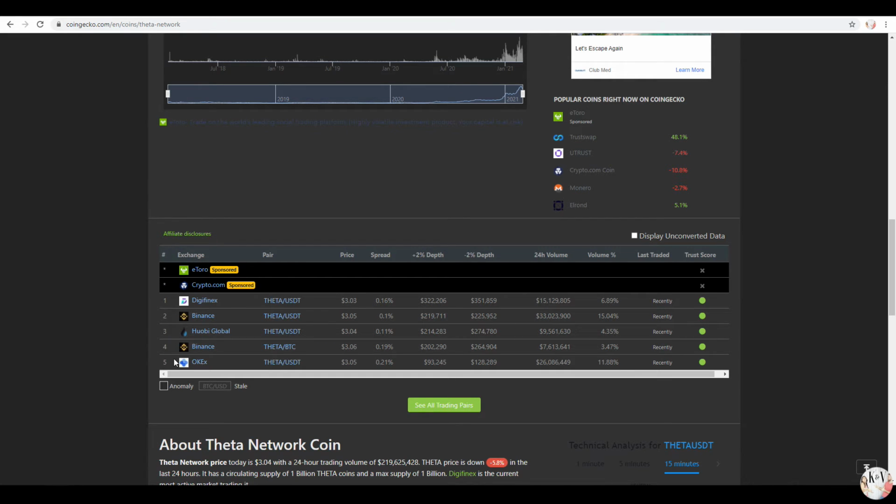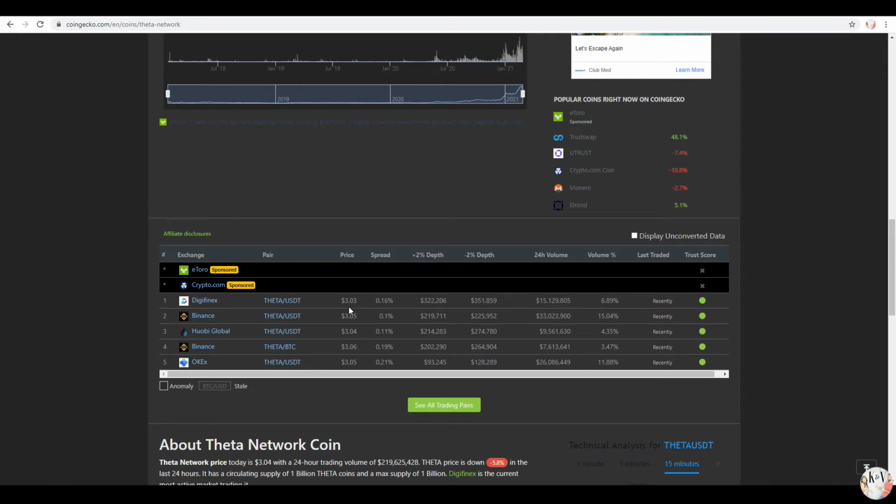So here we have Theta Network, and if you scroll all the way down, you will see the exchanges. Here they list them and they have a trust score. If it's green here, it means that it's a trusted exchange according to users, to the experience that they have. If it's yellow, red, don't go there. And here they have the names of the exchanges and what options they have to exchange Theta for USDT, to Bitcoin, and things like that.